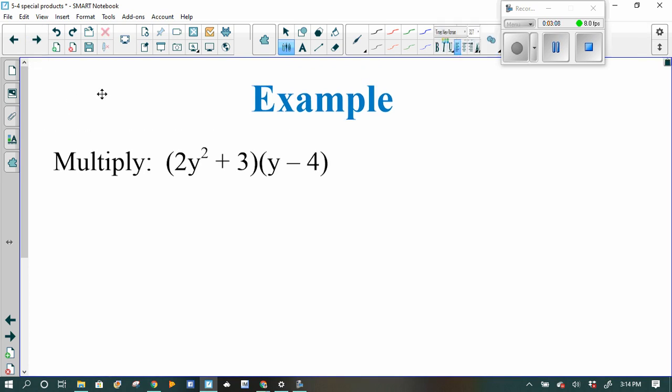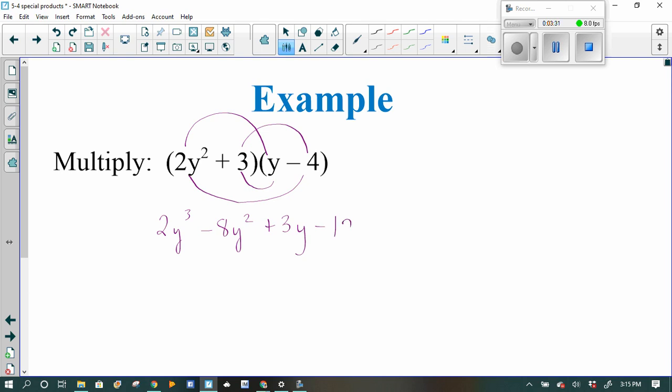All right, so let's try it with this one. So I'm going to do the arrows. So 2y squared times y. So that's 2y cubed. Outside, 2y and negative 4, that's negative 8y squared. Inside is 3y. And last is negative 12. Since we had a y squared here instead of two y's like the last problem, you don't get these two terms to be alike. If these two terms are different, these two terms will be different, and then you're done. That is your answer. So it can be very short and sweet.